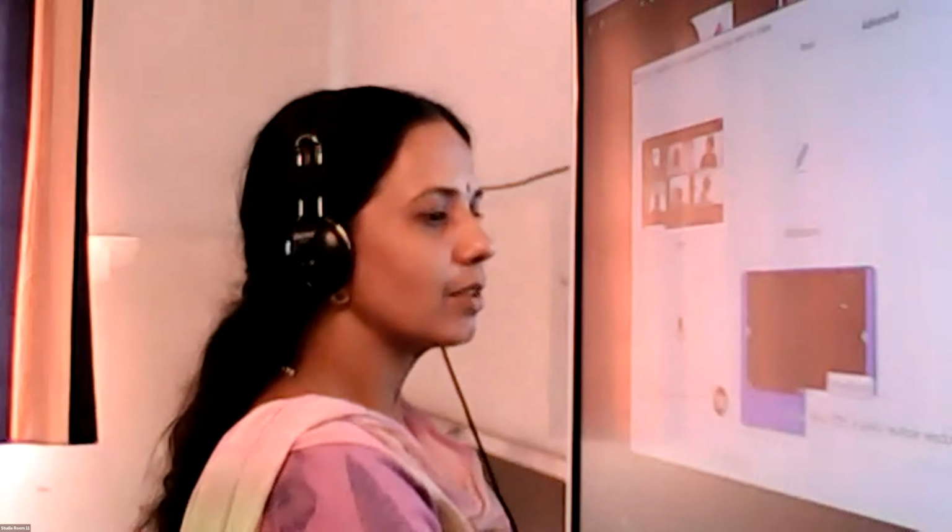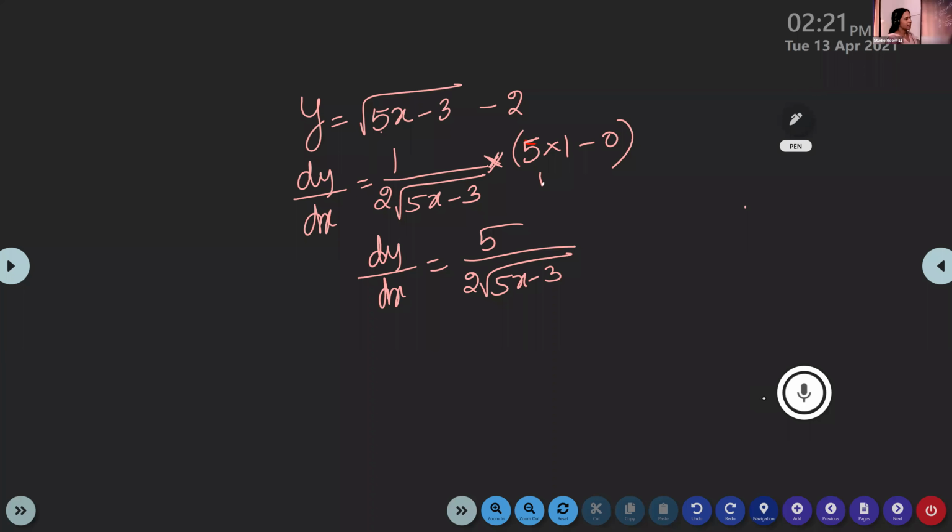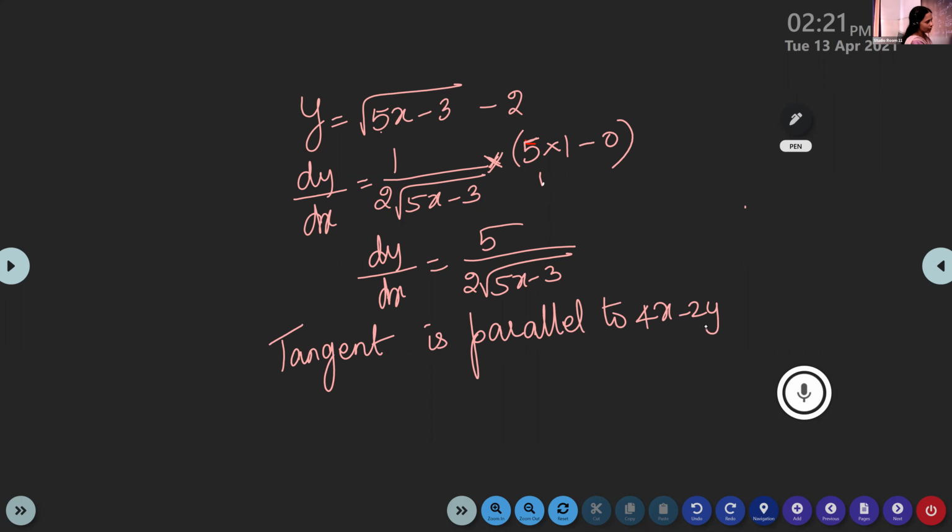Okay, so we are finding dy by dx. Now what is given? The tangent we are going to find is parallel to 4x minus 2y plus 3 is equal to 0, isn't it? Now for this line, can you give the slope? Karthik, what is the slope of this line?